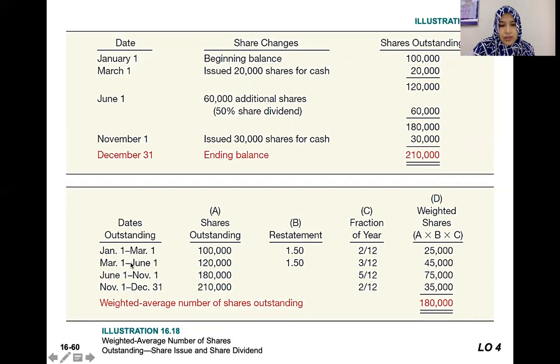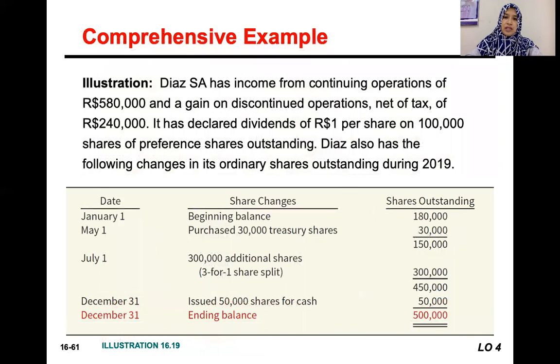So the previous outstanding shares need to be multiplied by the restatement and then the fraction of the year, how long it has been outstanding. In this case it is 2 months over 12 months. That's how we get 25,000. And the share dividend is on June 1st. From June 1st forward, there is no need to restate anymore. It's only for the previous outstanding shares that we do the restatement.